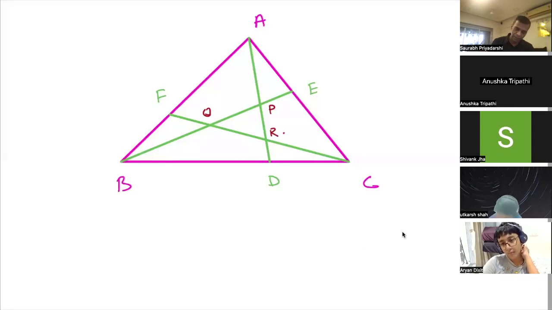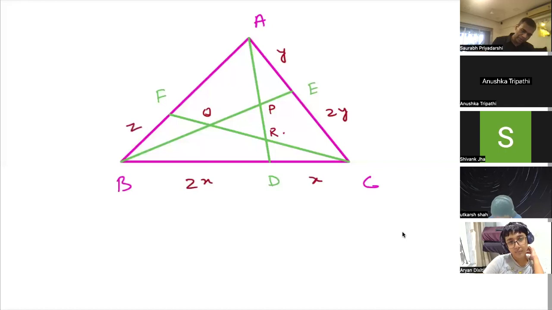And this is given, right? This is X, so this will be 2X. This is Y, this will be 2Y. And this is Z, this will be 2Z. Is this okay? In the question, this is given, and what we have to find is the area of this one in comparison with the whole triangle. This is the situation.